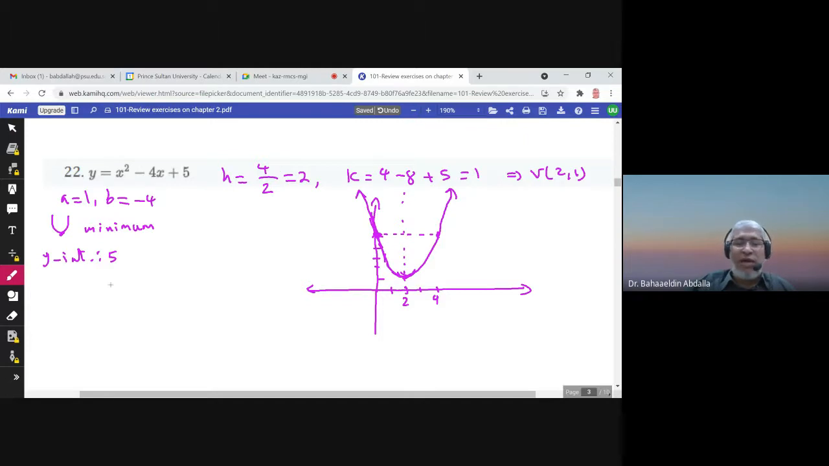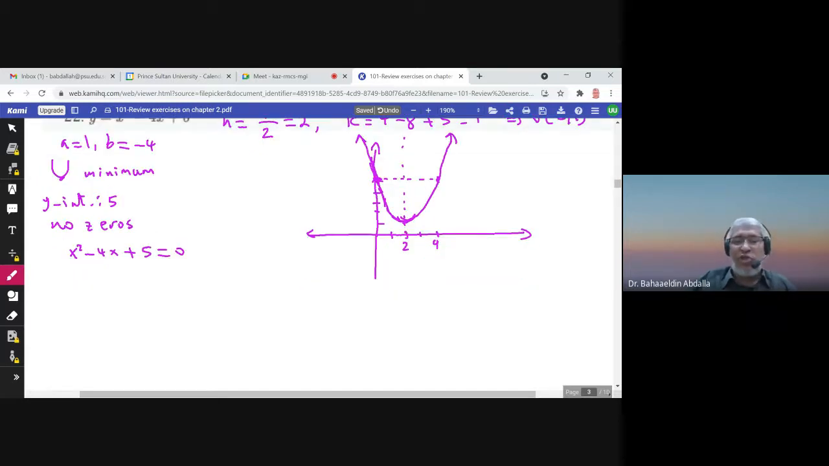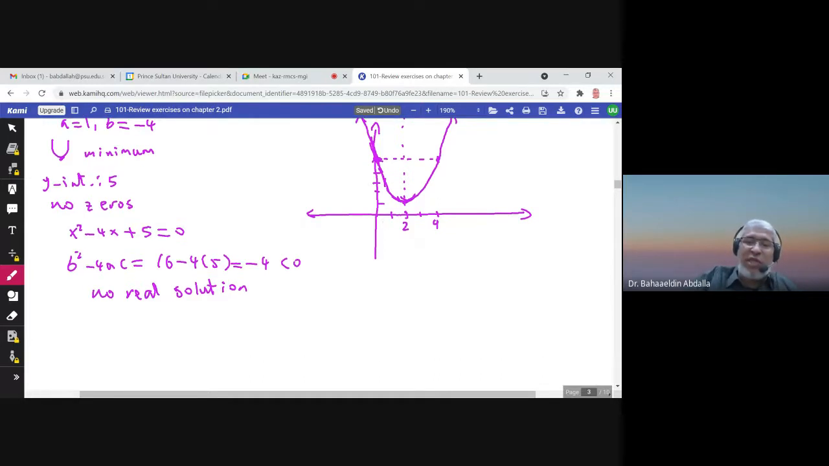You can see from the graph that there are no zeros or no x-intercepts. If you try to solve this equation, you will get non-real solutions. Okay, b squared minus 4ac, which is the discriminant here, would be 16 minus 4 times 1 times 5. So it would be negative 4, less than 0. So no real solutions. And we understood this from the graph, that the graph will not intersect the x-axis here.